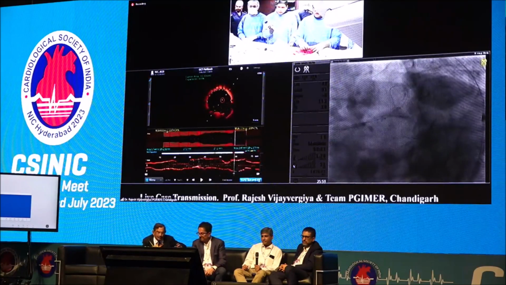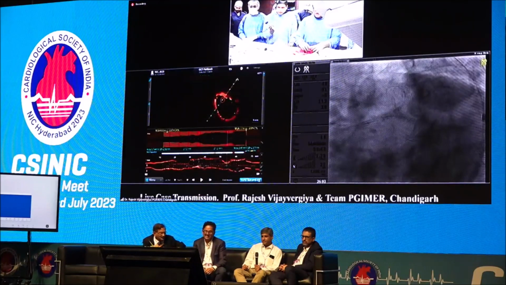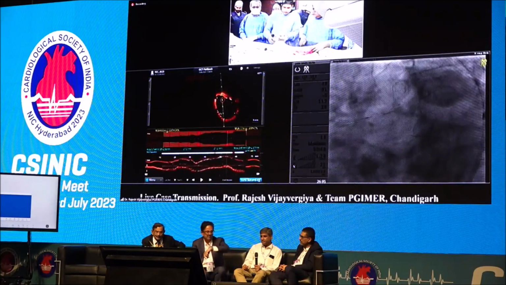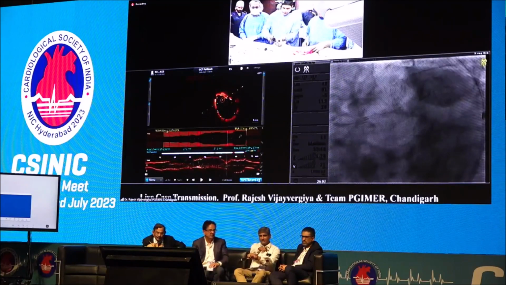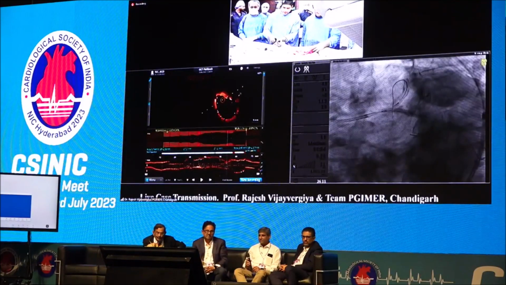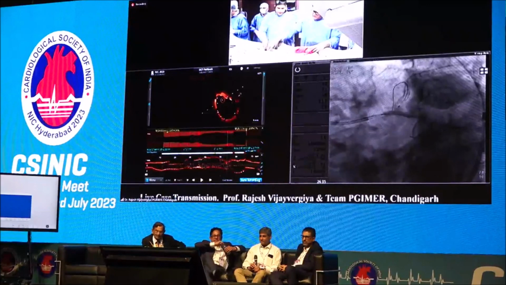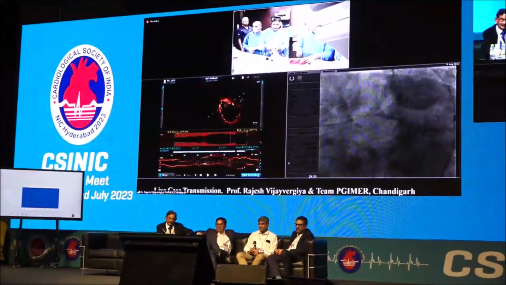And this is what we have, a 3.5 balloon across the LCX. So let me go ahead and inflate it. 12, 14, 18. Okay, negative. And then the LAD, inflate.